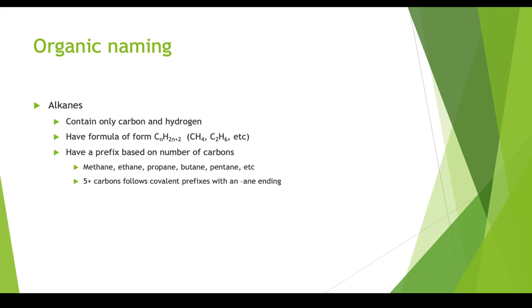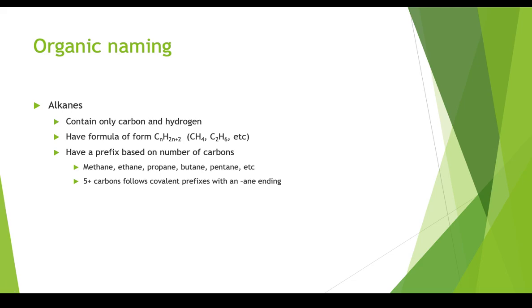They all have a prefix that correlates to the number of carbons in the name and then an ane ending for that alkane. The nice thing is, if there are 5 or more carbons, the prefix is the same as covalent naming. So if it's 5, it's penta, so it'd be pentane, hexane, heptane, octane, etc. For the shorter carbon chains, 1 carbon is methane, 2 is ethane, 3 is propane, 4 is butane. Those are probably the 4 that are going to be the most common.